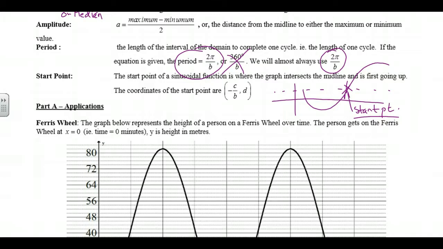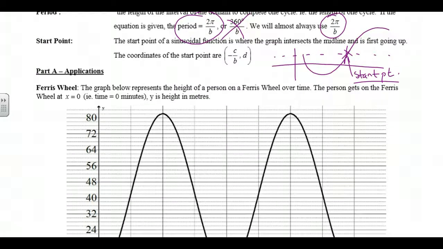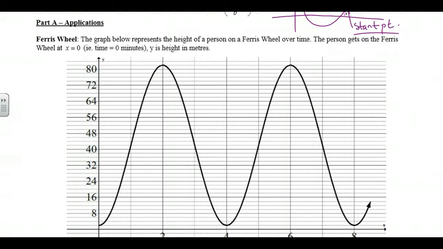Now a is always a, d is always d, b is always b. The start point always depends on c, right? And that's the only difference between the two courses as far as the letters go. Mostly in 30-2 what we're interested in is applications of the sine function.